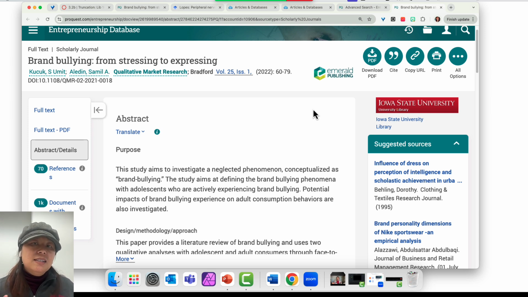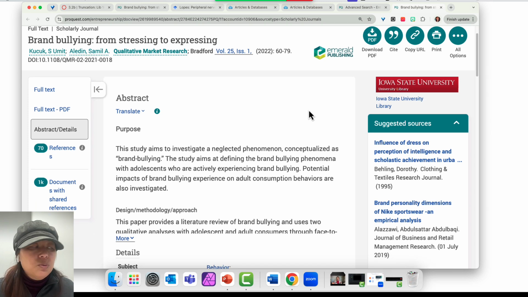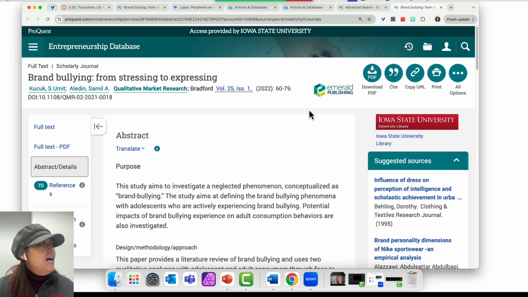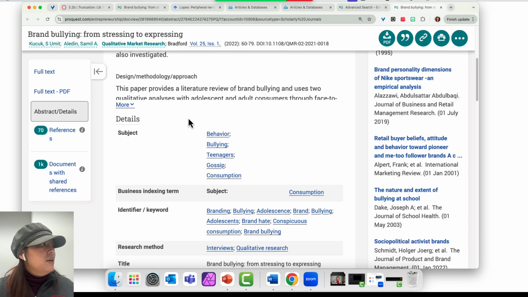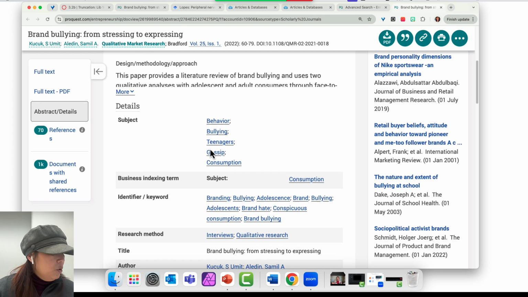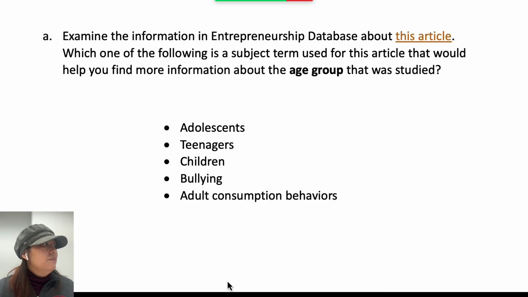What it's asking for is the subject term for this article. You just saw how to get subject terms through the thesaurus. You can also get subject terms in the actual records themselves. When I look at a record in the subject databases, notice the subjects are right here. These are the subject terms for this particular paper. Where would I go to find more information about the age group studied? Well, behavior is not an age group, bullying is not an age group, but teenagers is. Gossip and communication. So the answer is going to be teenagers.